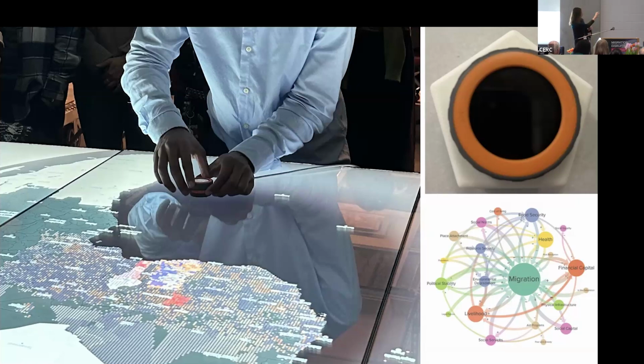So the dial that the students worked to design, you see it has 5 points for the 5 migration categories, and then you can dial it and select the particular driver, continue to dial, select the subdriver, and then those layers of information will show up on the table. And then you can start to understand relationships.